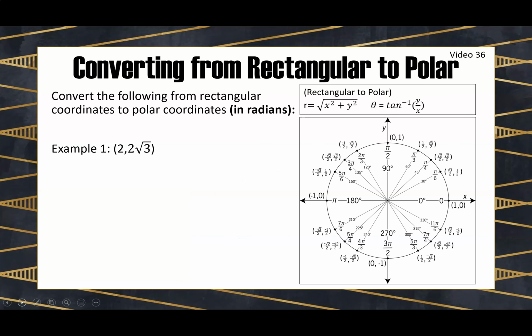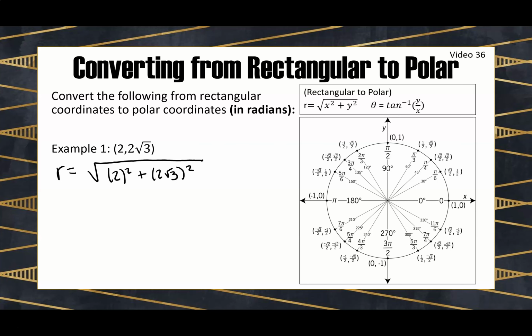Are you ready to rumble? I think I am. Okay, convert the following from rectangular coordinates to polar coordinates. Let's find radius first. That's going to be equal to the square root of 2 squared plus 2 root 3 squared.